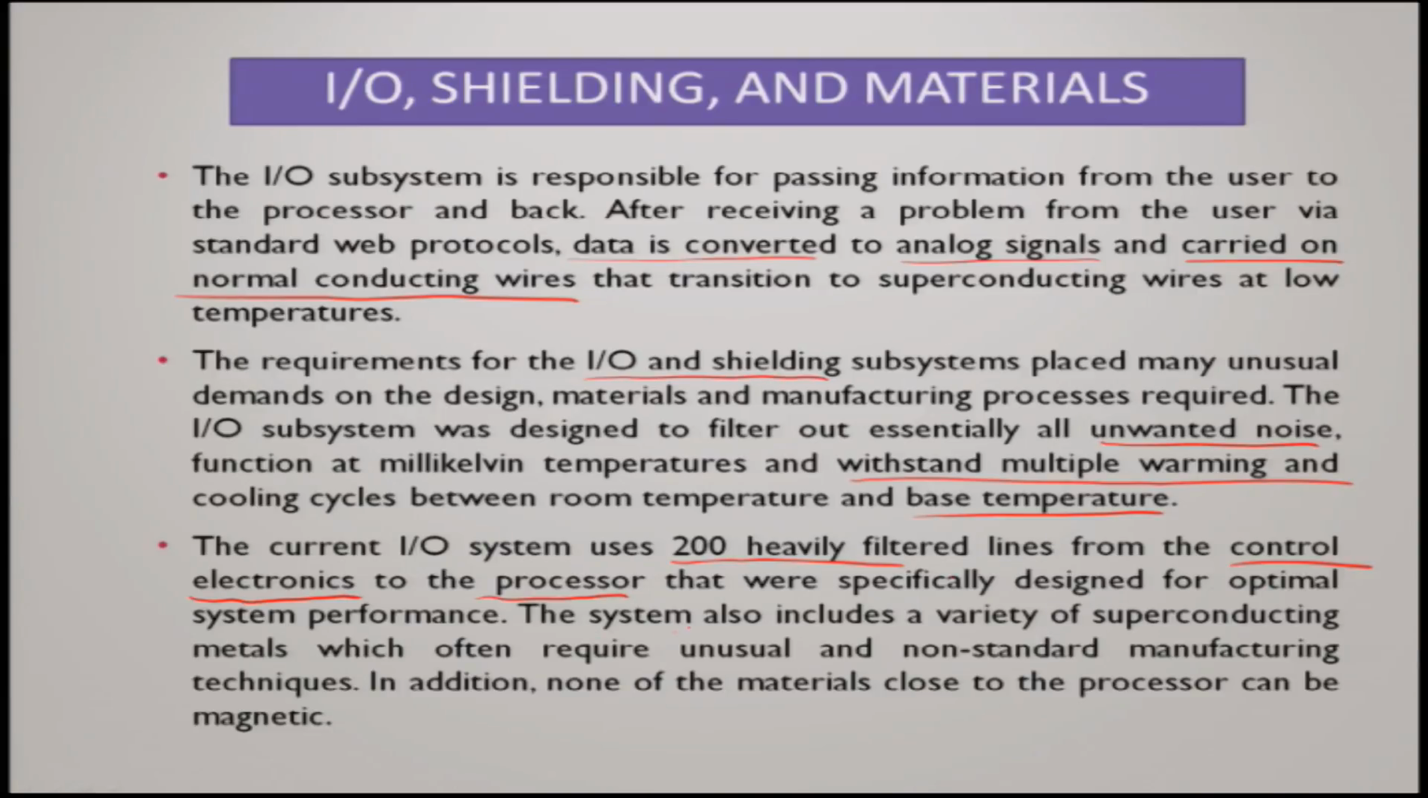So, from the control electronics to the processor, there are about 200 heavily filtered lines that were specifically designed for optimal system performance. The system also includes a variety of superconducting metals which often require unusual and non-standard manufacturing techniques. In addition, none of the materials close to the processor can be magnetic. So, this is another very important aspect that they have to worry about: near the processor, nothing can be magnetic.